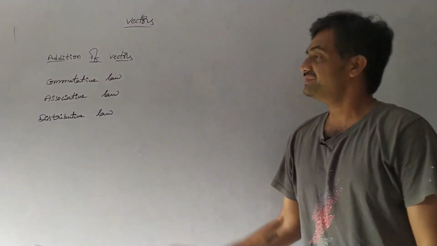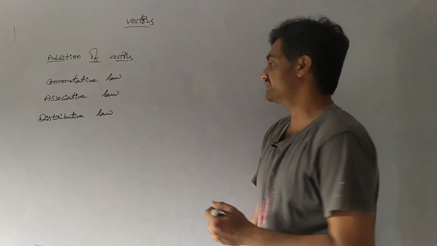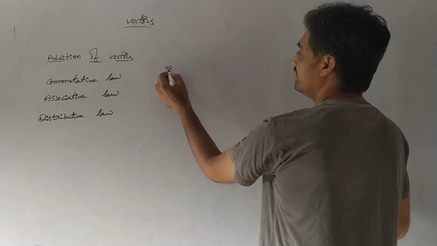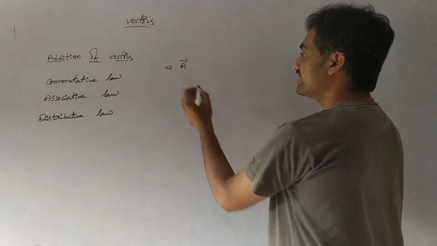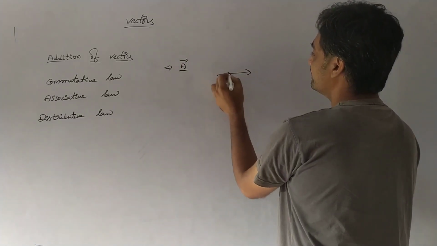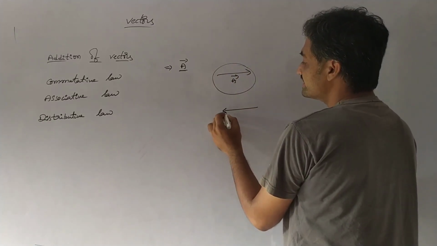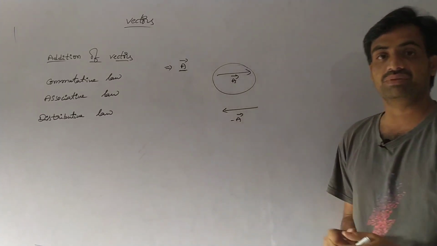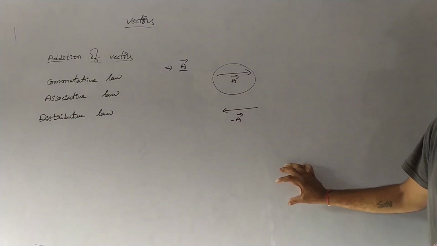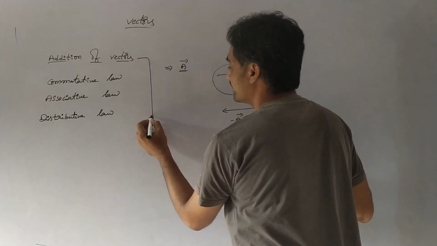Now we are going to discuss addition of vectors. If we consider a vector A, then we can represent it as A bar. If the vector is acting in the opposite direction, then we can represent it with minus A bar. Based on that, now we are going to learn about the addition of vectors.